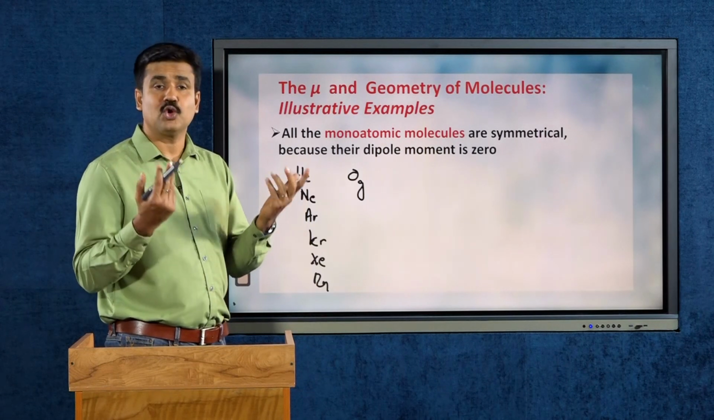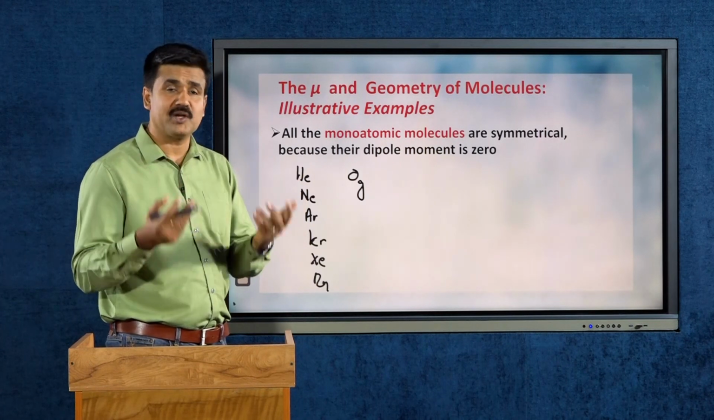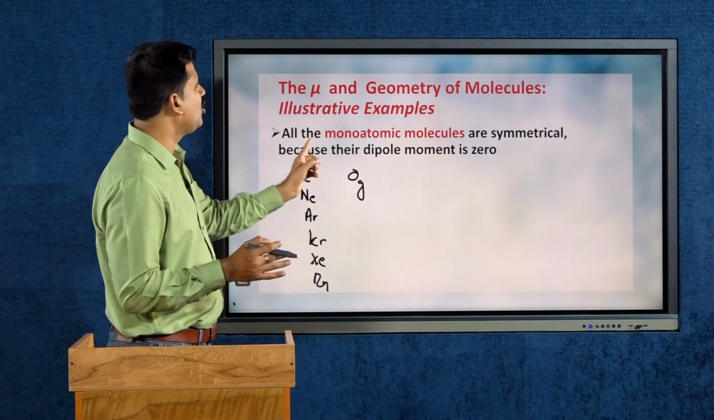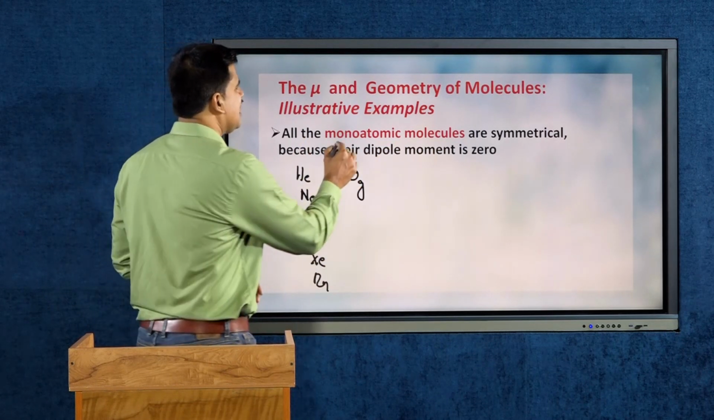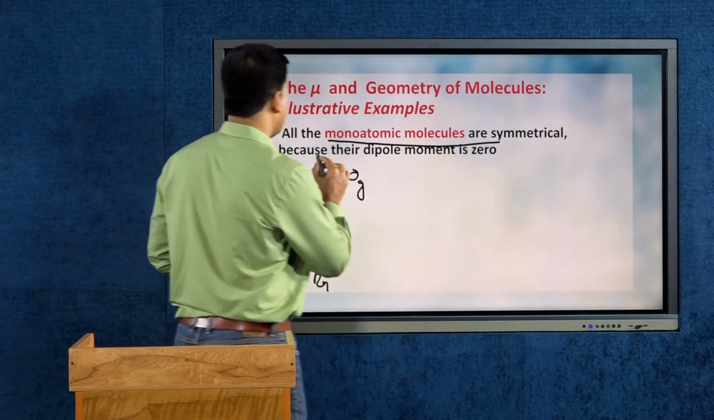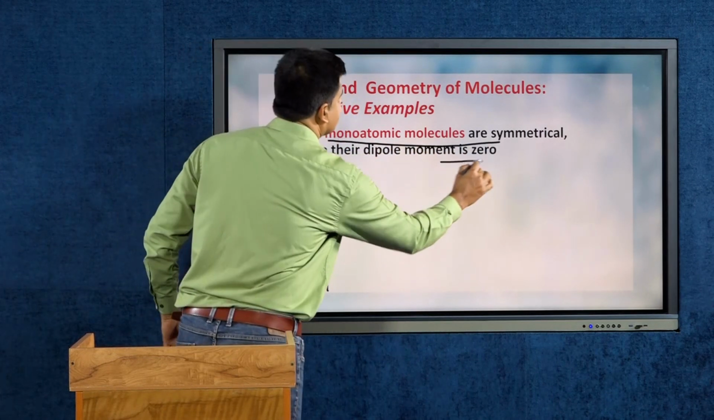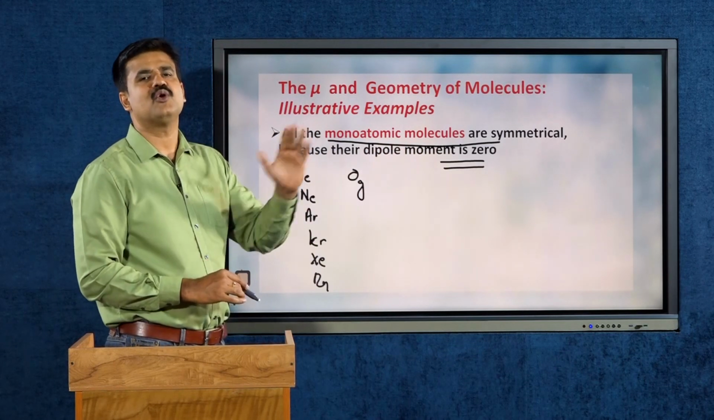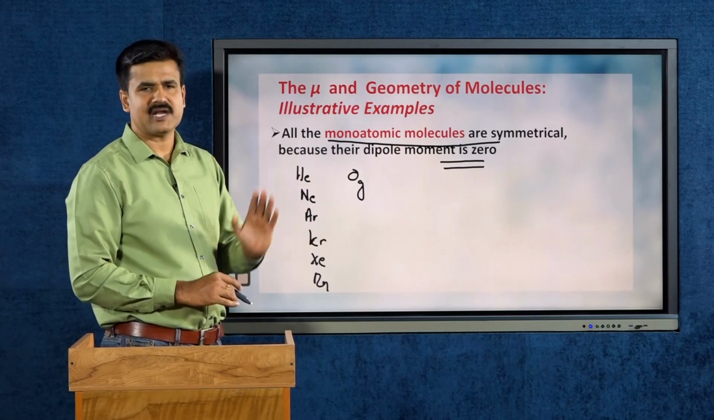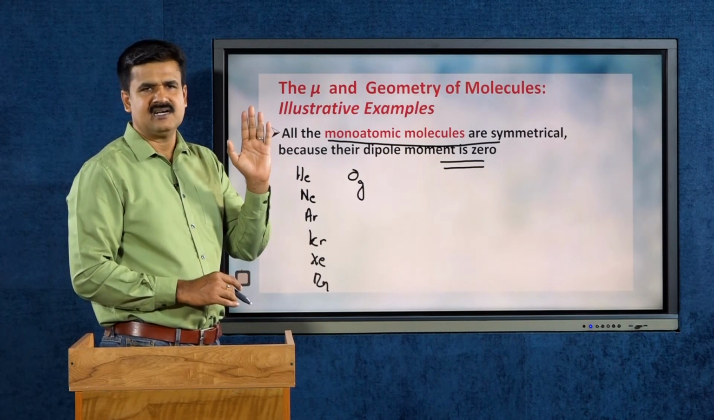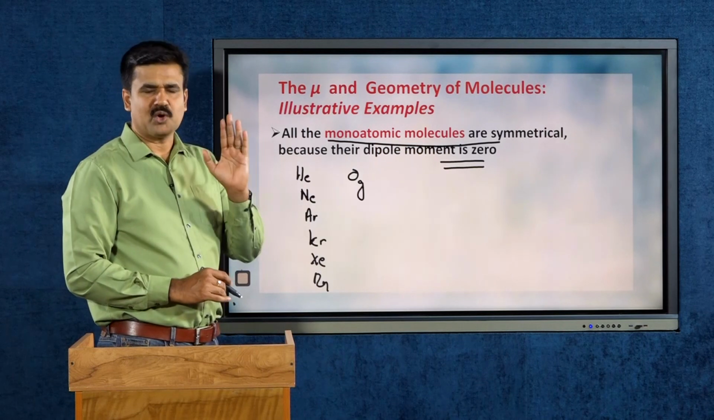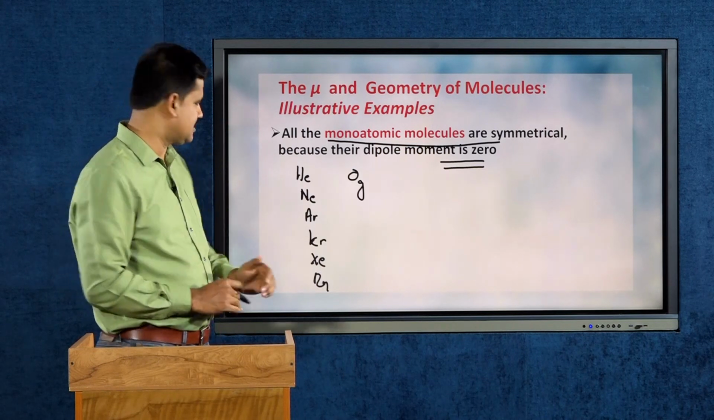Since there is no bond, there is no bond moment and there is no dipole moment. That means all the monoatomic molecules are symmetrical because their dipole moment is equal to 0. So, all the monoatomic molecules have 0 dipole moment, and it is a very important observation regarding monoatomic gases like noble gases.